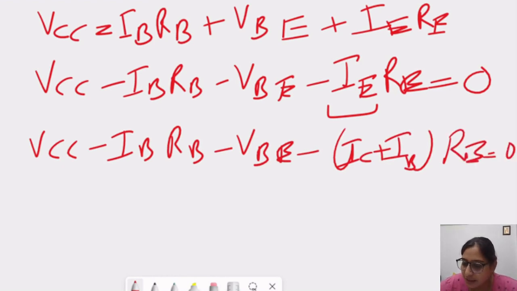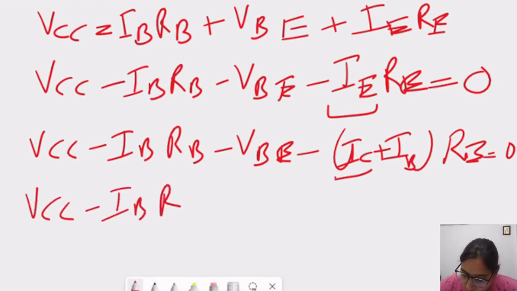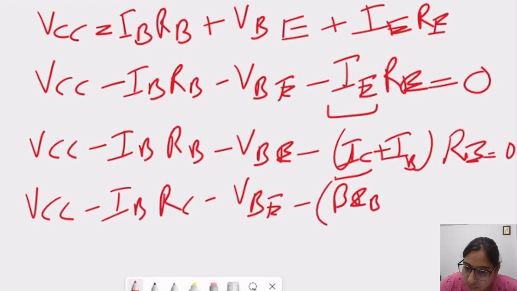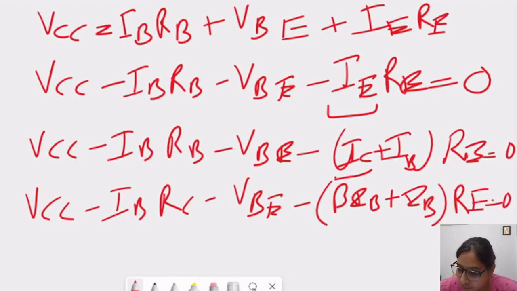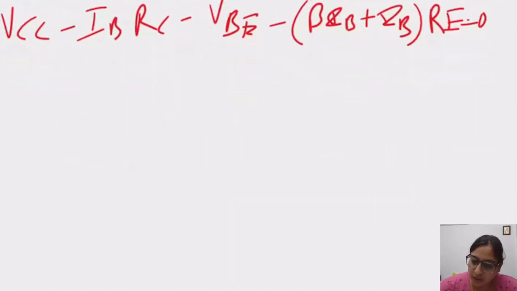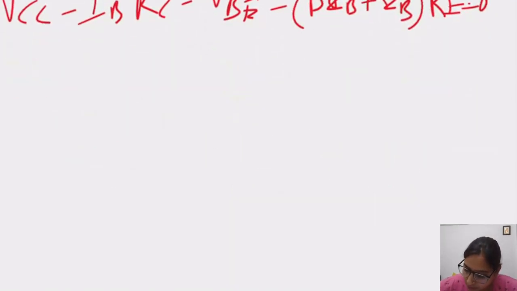Now what is happening here? IC is nothing but beta IB. So similarly we can change the value of IC and replace it with beta IB. So it becomes (beta IB plus IB) into RE equal to 0. Okay. Now we will further solve this equation.